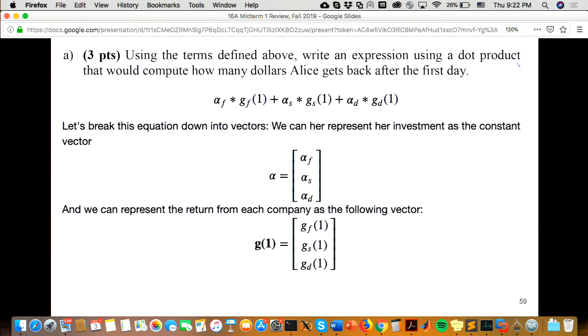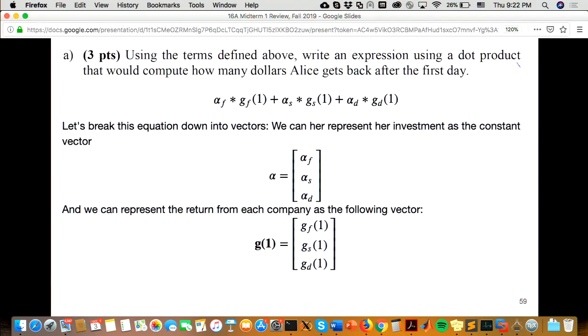Okay, so we have that, but remember how the question told us to find a dot product that would help us compute this, because we are working with matrices. So let's break it down into two simple vectors. We have all the proportions, which represent how the investment takes place. That was alpha F, alpha S, and alpha D. So we can have a vector representing those. And then we can have a vector G, which represents what the growth function for each company was on any particular day.